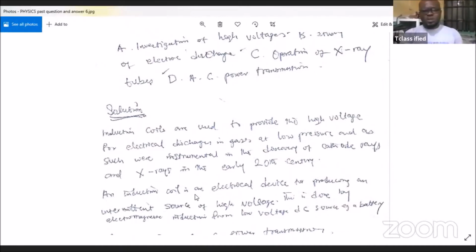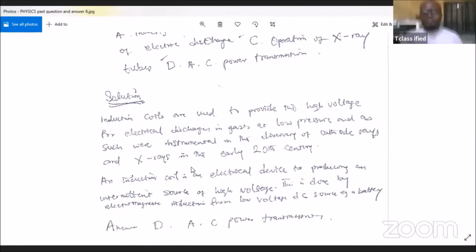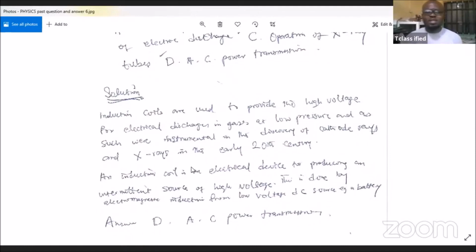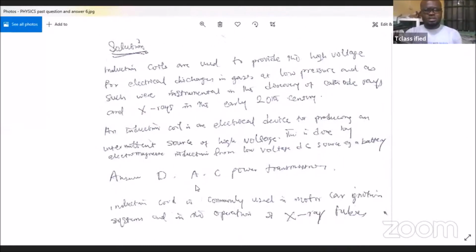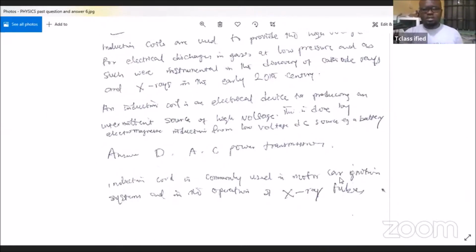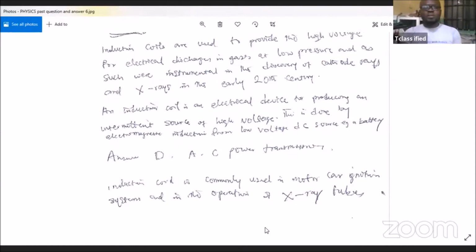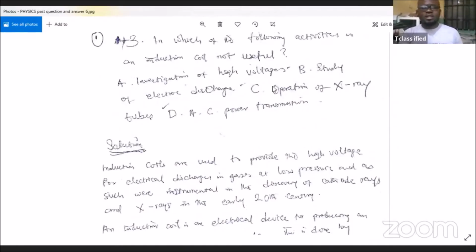Now, an induction coil is an electrical device for producing an intermittent source of high voltage. It's done by electromagnetic induction from a low voltage DC source such as a battery. So the answer should be AC power transmission, because an induction coil is commonly used in motor car ignition and in operation of the X-ray tube. You can already see X-ray tube here. You can also see high voltage here. You can also see electric discharge.